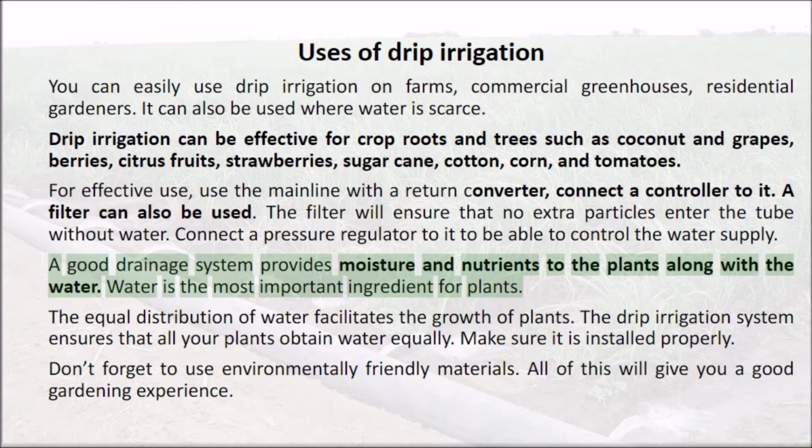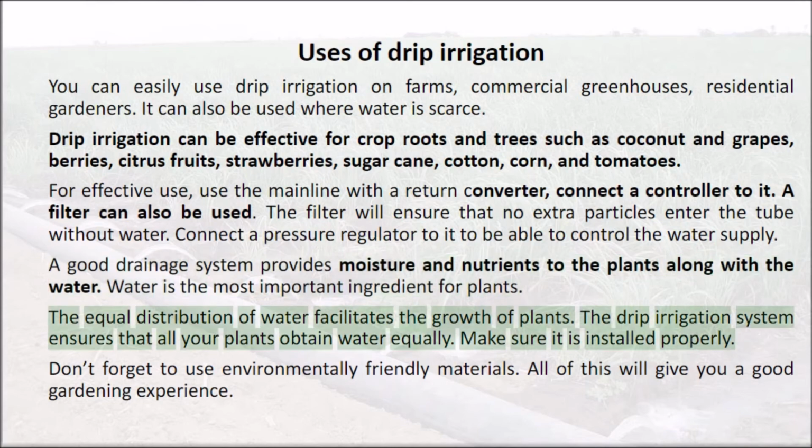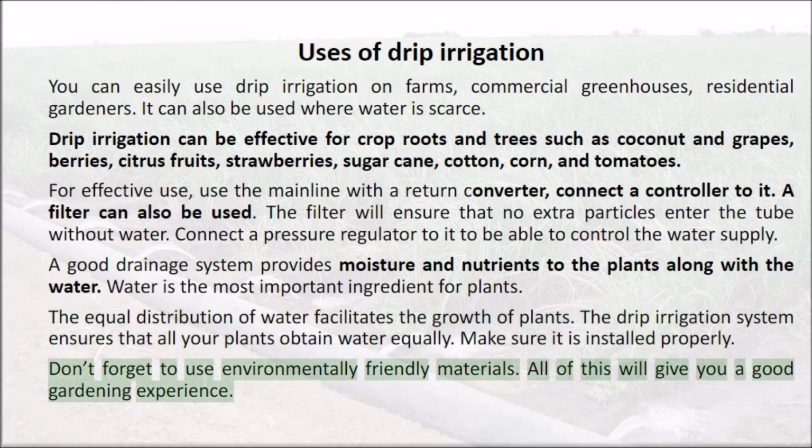Water is the most important ingredient for plants. The equal distribution of water facilitates the growth of plants. The drip irrigation system ensures that all your plants obtain water equally. Make sure it is installed properly. Don't forget to use environmentally friendly materials. All of this will give you a good gardening experience.